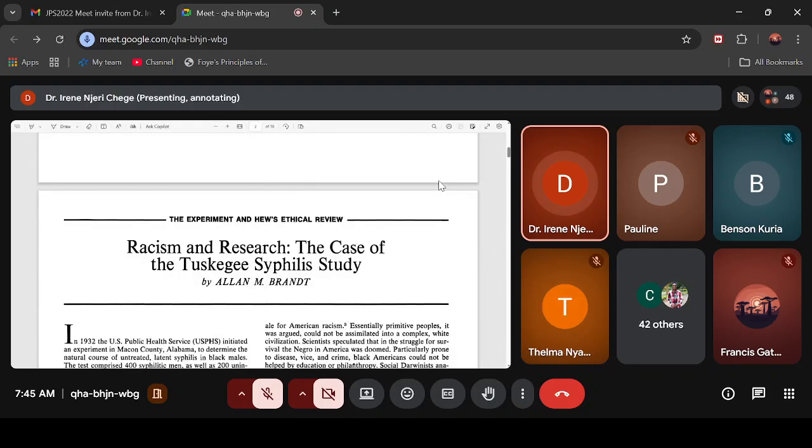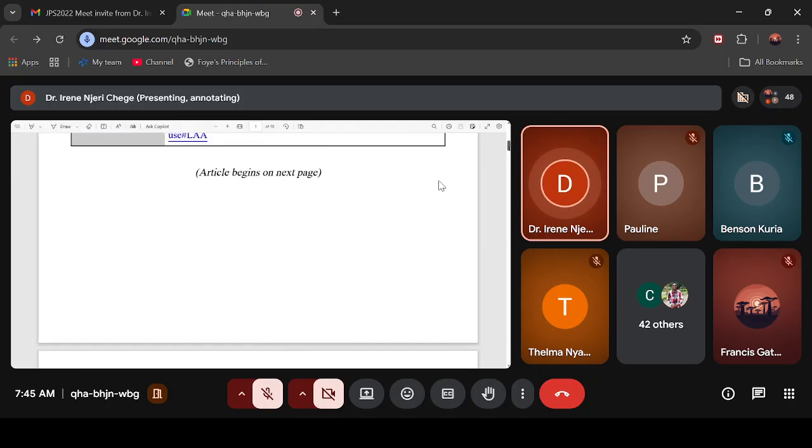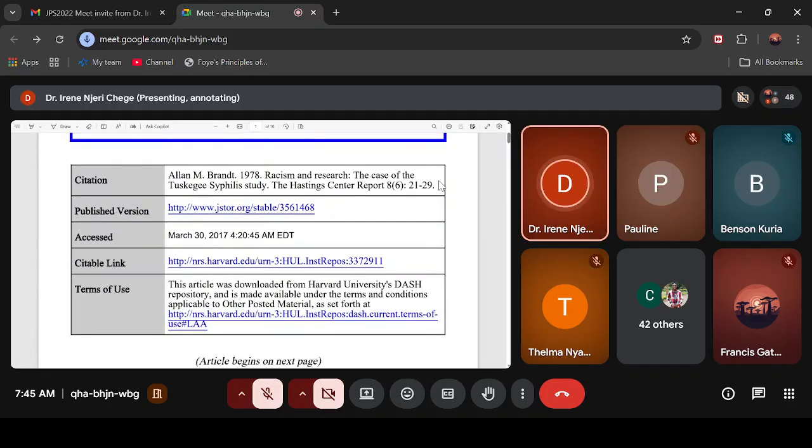This is a paper by someone called Alan M. Brandt. I'm citing him as if I was writing. His topic is racism and research, the case of the Tuskegee study. To this day, this thing is still going on. There are still some survivors left. This paper was published in 2017.